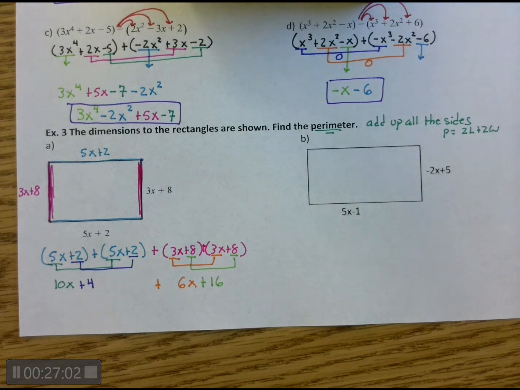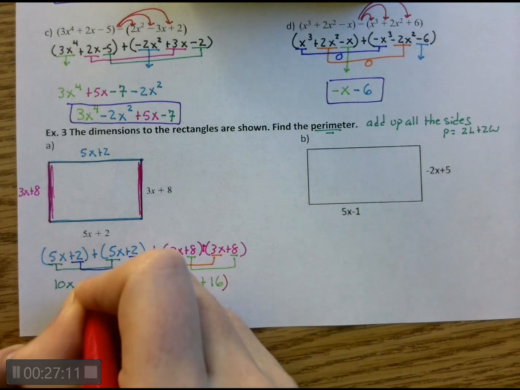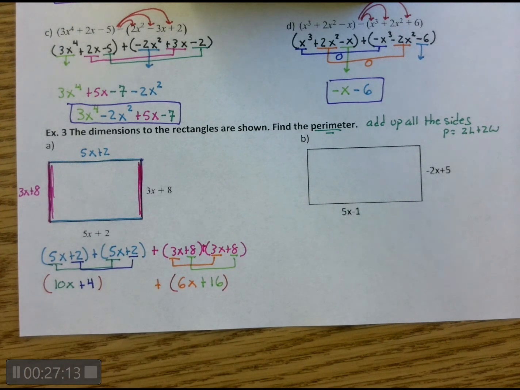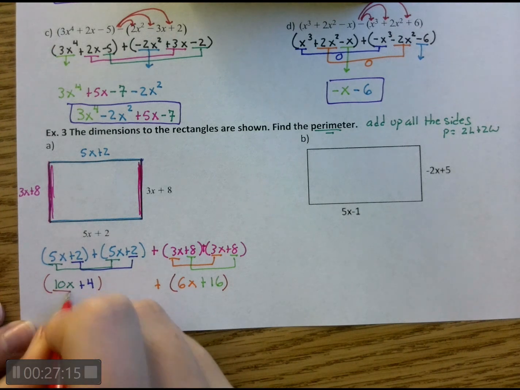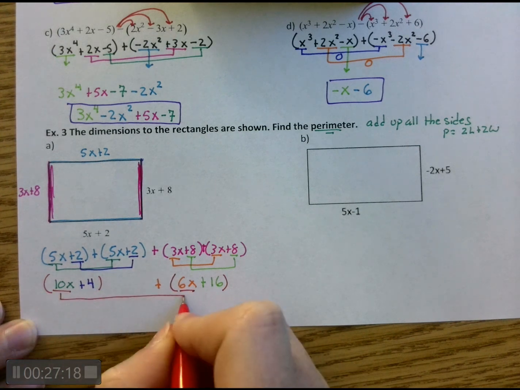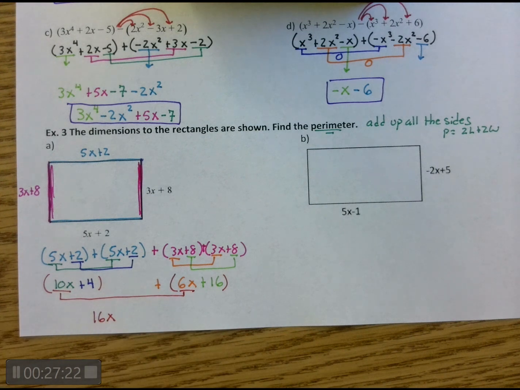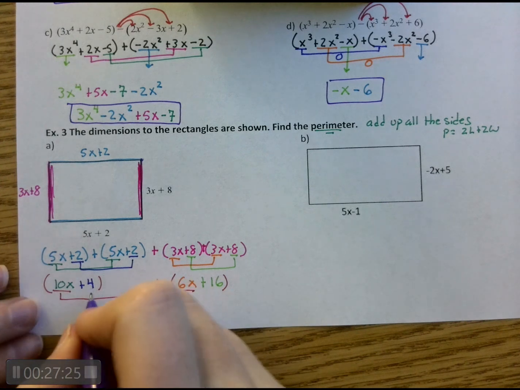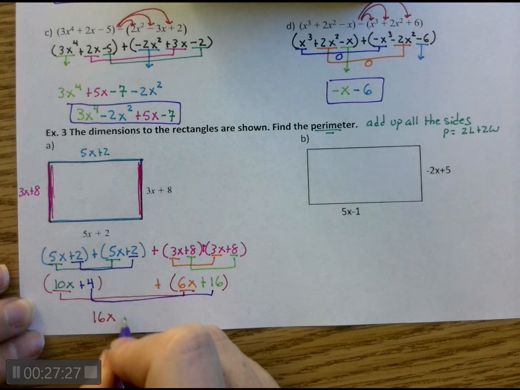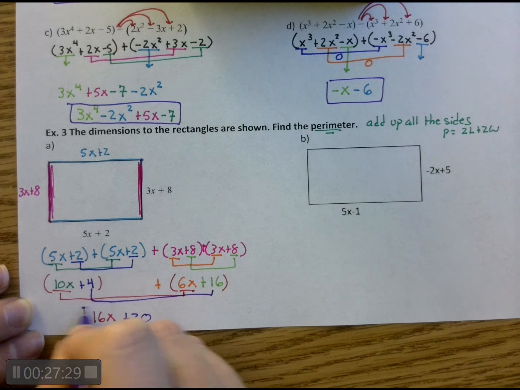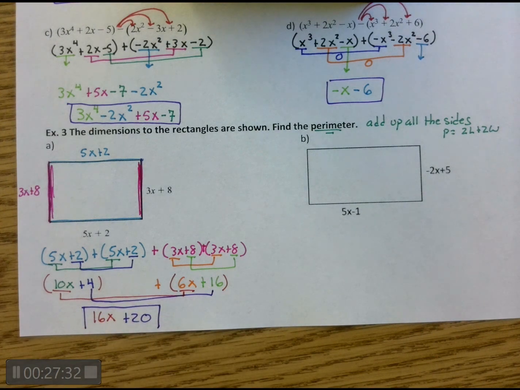Okay? So now, because we need to add up all of our sides, our last step is going to be to combine these two. You can put parentheses around them if that helps you, and combine. So we have 10x and 6x to give us 16x. And then we have 4 plus 16 to give us 20. Okay? Y'all are doing really well so far.